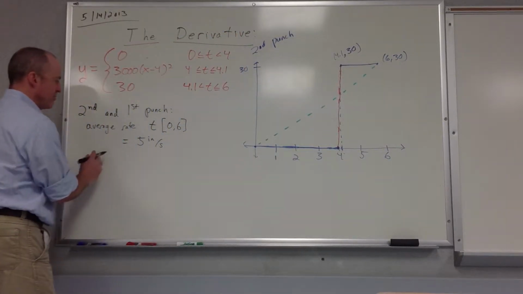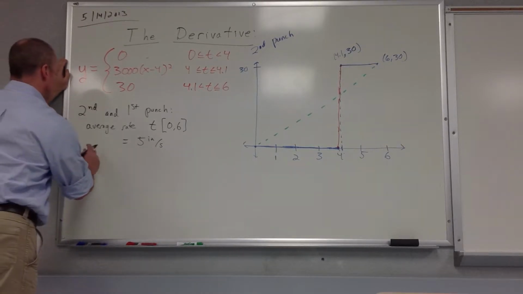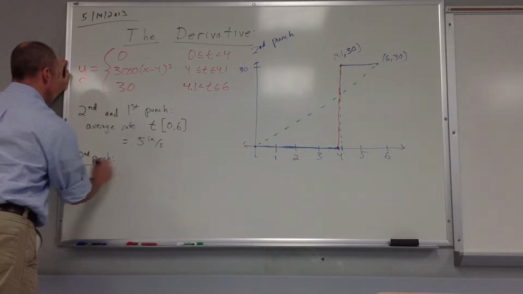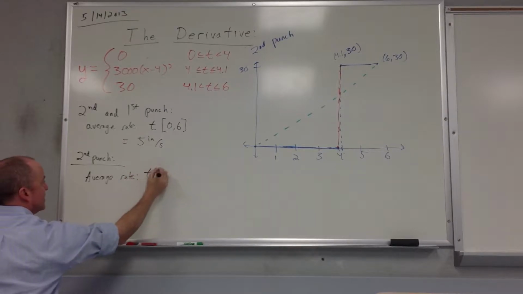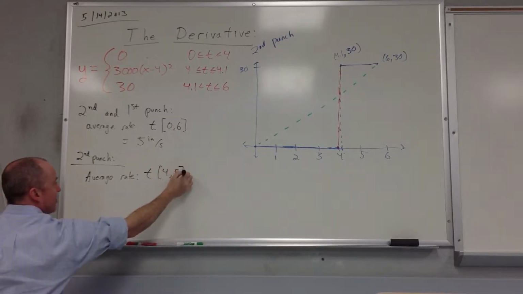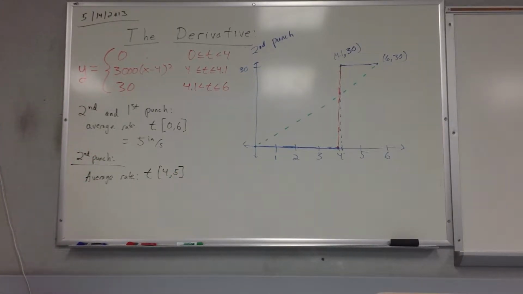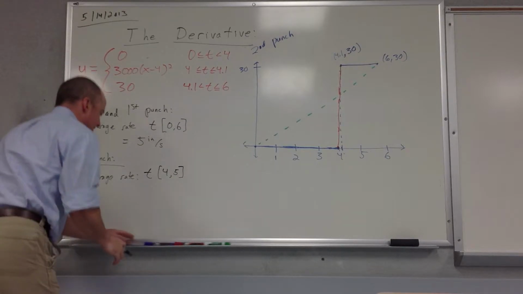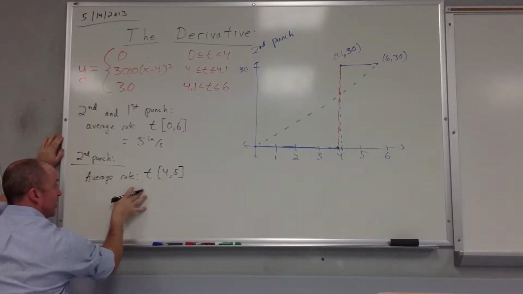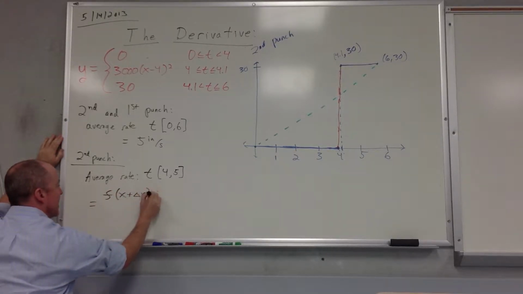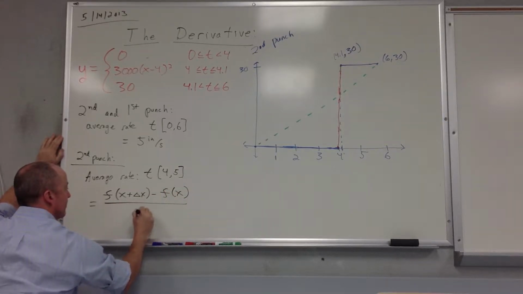Okay, so let's narrow that down a little bit. Let's start with integers. On just the second punch, this is all we'll talk about now, what was the average rate from t, let's just say, how about 4 to 5, because that's the 2 integer seconds between which the punch took place. Does that make sense as a place to start narrowing our range? Yeah. Okay. So the average rate, we said we could look at that as f of x plus delta x minus f of x over delta x.